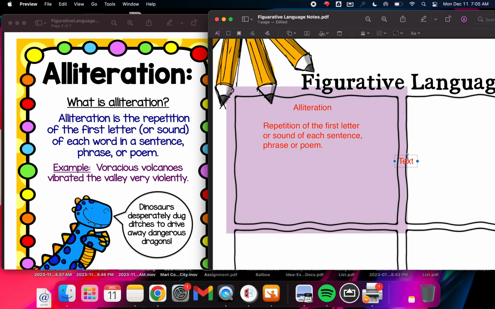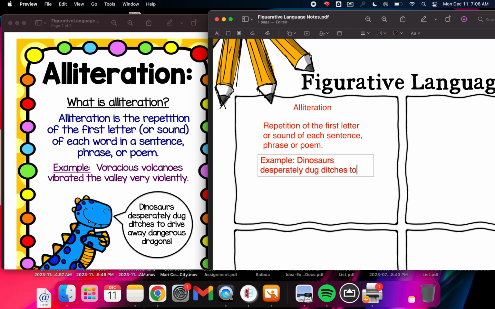I'm going to write the example in here. I'm going to put example, and then I'm going to choose one of those examples. It really doesn't matter which one you choose. Sorry, I'm still figuring out how to do this. Okay, example. I'm going to put the dinosaurs one. Dinosaurs desperately dug ditches to drive away dangerous dragons.